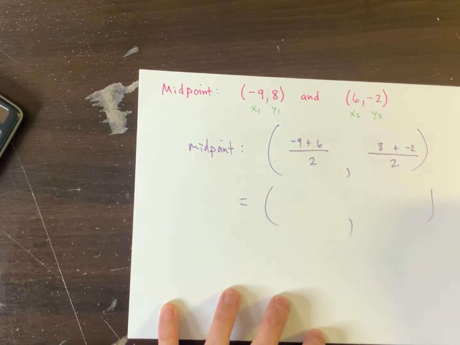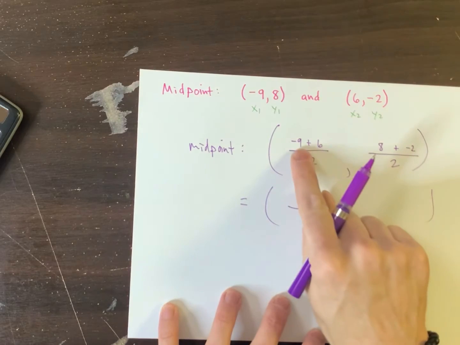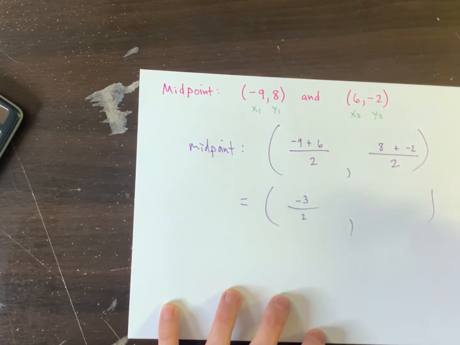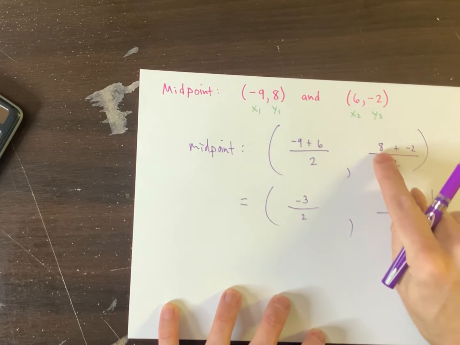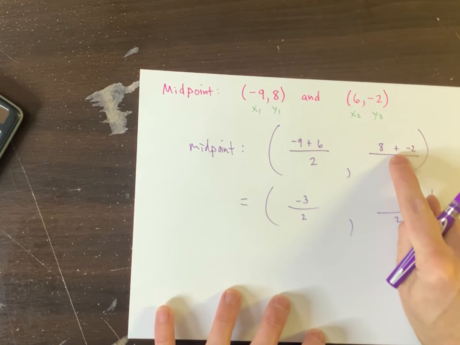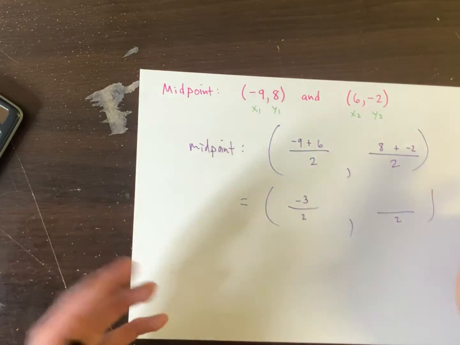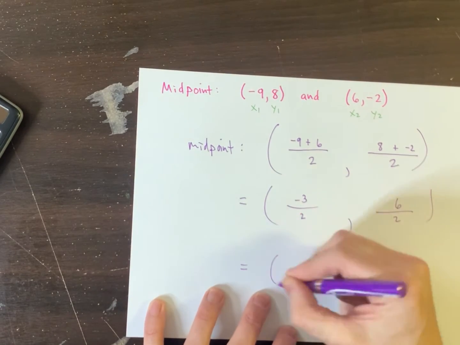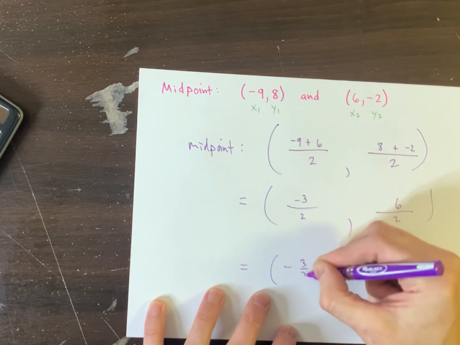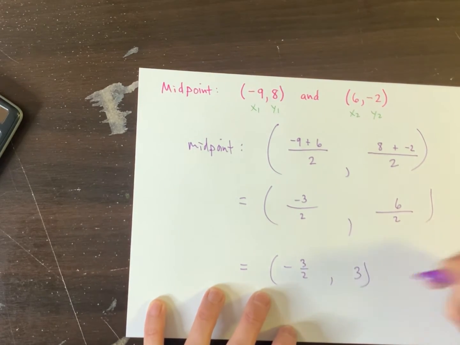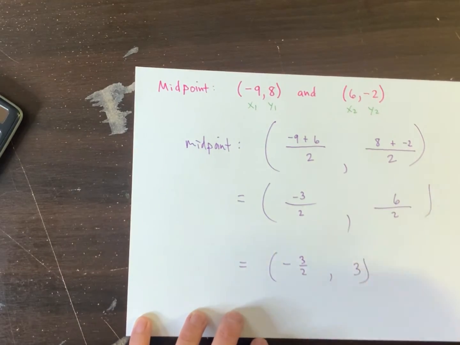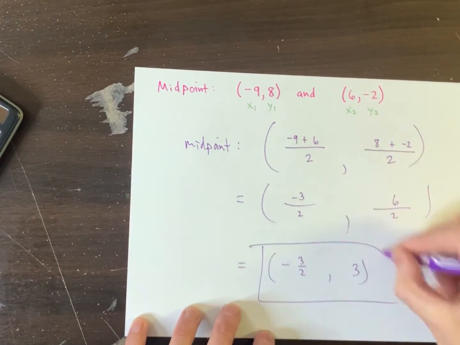So let's see. So what's -9 plus 6? That's -3. The bottom is just 2. And then what's 8 plus negative? Plus negative is just like minus. So this is 8 minus 2, which is 6. And so this is negative 3 over 2, comma 3, because 6 divided by 2 is that. That doesn't reduce, it stays like this. So this is the midpoint.